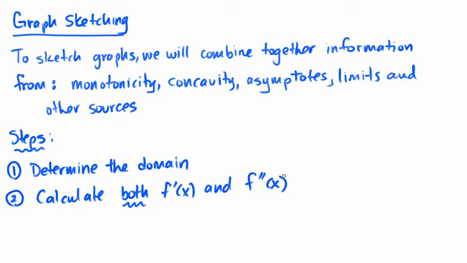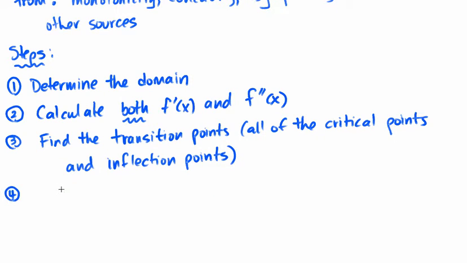and when it's concave up and concave down. Once we have the first and second derivative, we're going to find all of the critical points and inflection points, which are known as transition points. Then we're going to find the asymptotes. Some of them we can look back to the domain. The vertical ones we can look back to the domain, but we'll also find the asymptotes if there are any horizontally.